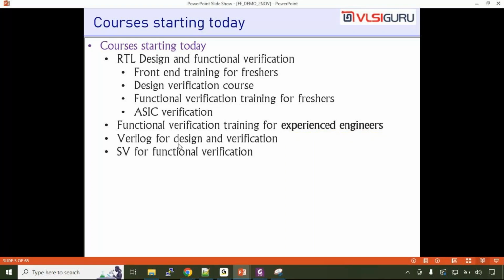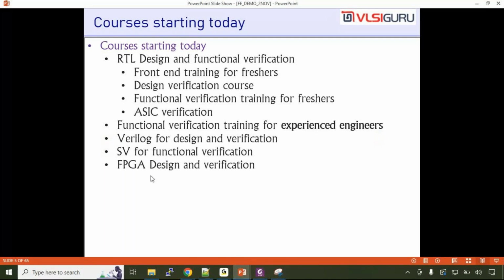Then we have courses on Verilog for design and verification, and SystemVerilog for functional verification. These courses are meant for people who are currently pursuing their BTech, in their third or fourth year. They won't be able to spend 6 to 8 months; they won't have so much time, because they have their own coursework. In those cases, they go for these courses.